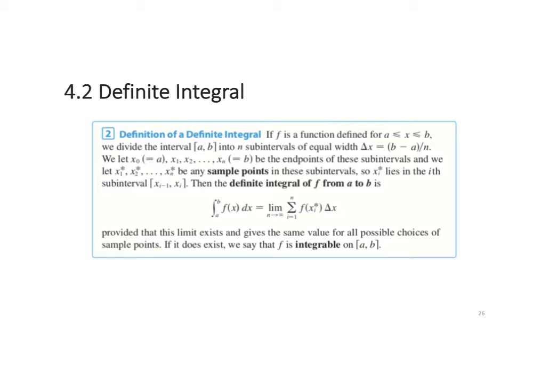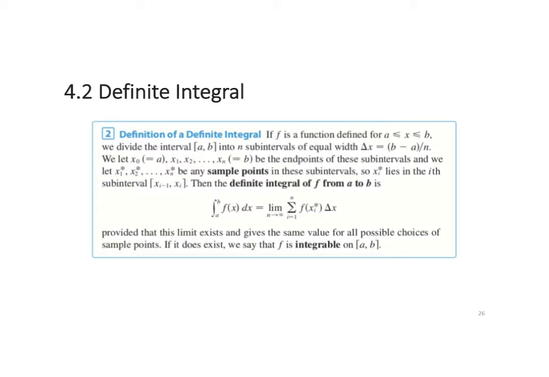As we did in section 4.1 when we were approximating the areas under the curve, we divided our interval AB into n subintervals of equal width, which we were calling delta x. Delta x is just the length of your interval, which is b minus a, divided by the number of subintervals. We use this notation x0, x1, x2, up through xn. And x0 was a, the first number in our interval, and xn, which was the b, was our last number in our interval.